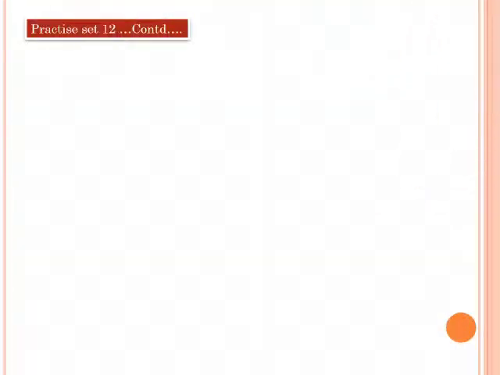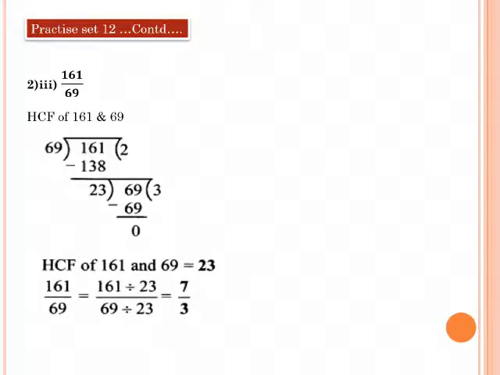So coming to the next sum of your second part, the third sum, 161 upon 69, you have to reduce this fraction. So first find the HCF of 161 and 69. I have used the division method and shown you the division here. There are two parts of division over there where you get 0 as the remainder in the end, and the HCF over here is 23. So now reducing means dividing by the HCF. So 161 when divided by 23 gives you 7. 69 when divided by 23 gives you 3. And write your final answer.